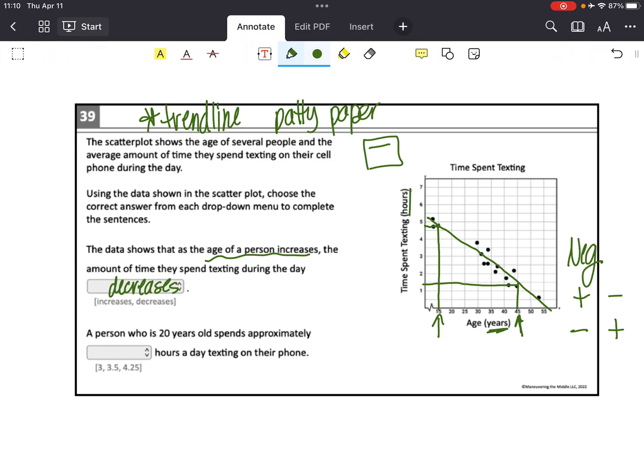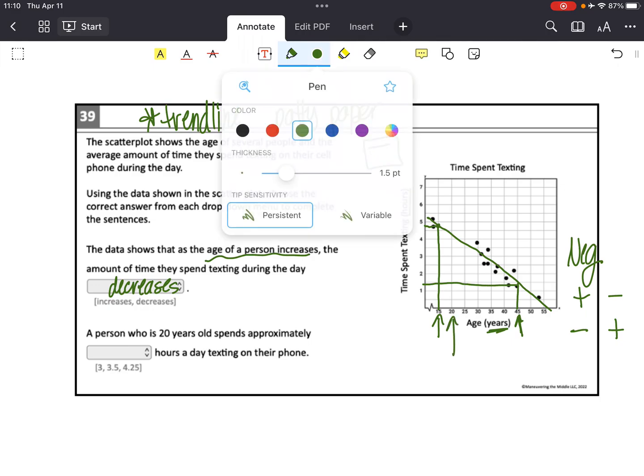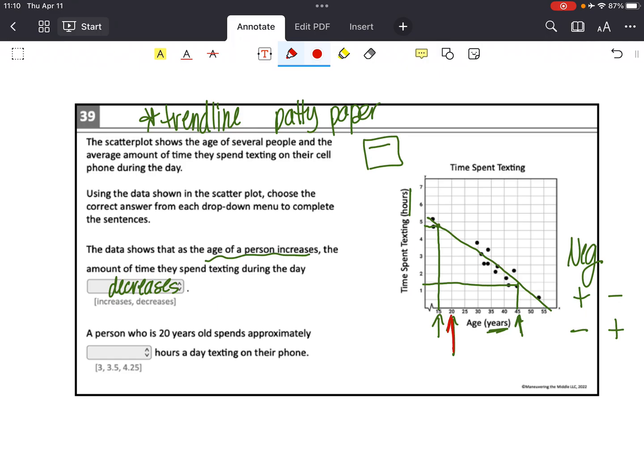A person who is 20 years old spends approximately blank hours texting on their phone. So 20 years is over here. So I'm going to go ahead and start here at 20. Move up until I touch my trend line. Go to the other side. I know this is 4 and that's 5. So in the middle is 4.5. And then I ended up somewhere in the middle of that. So it's close to 4, not quite 4.5. Therefore, 4.25 would be your best answer.